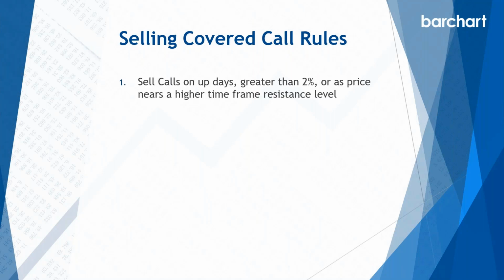So the first thing we're going to look for is opportunities to sell calls on up days. Now, because these stocks are already doing well, they're already in uptrends. And we're going to wait for what I call an impulse day, a big up day. We want to find days like 2% or greater. That would be considered a good up day.